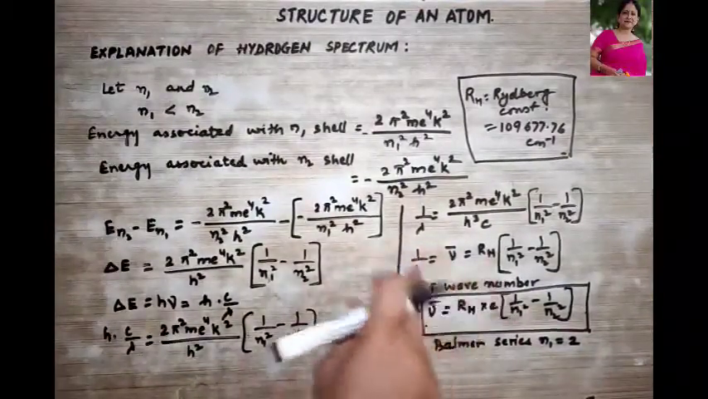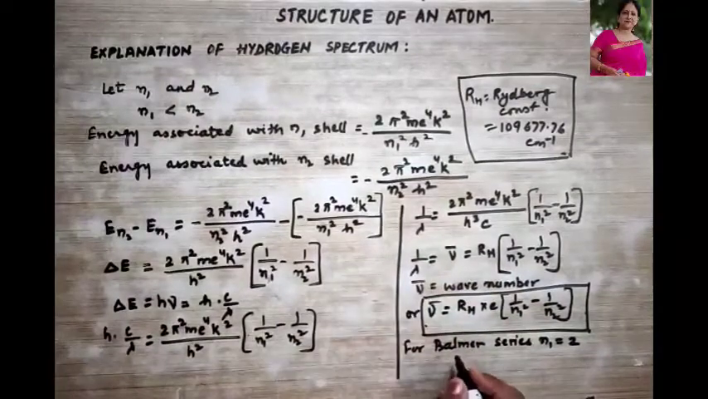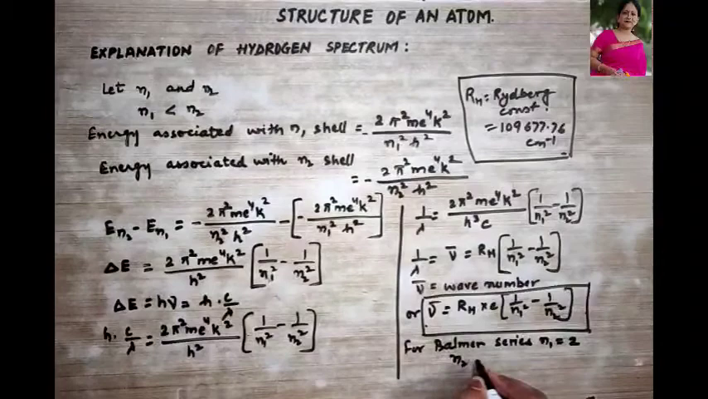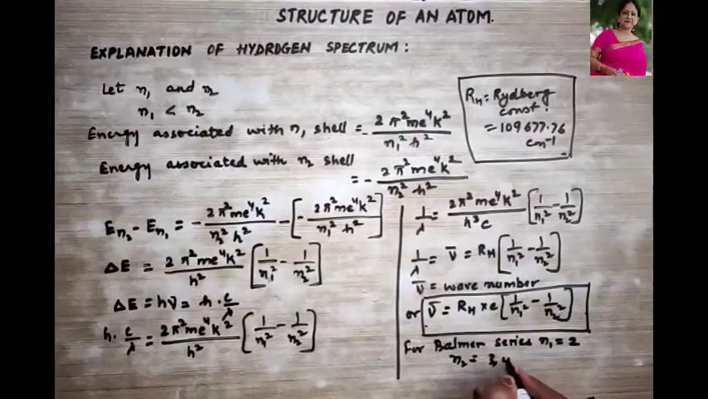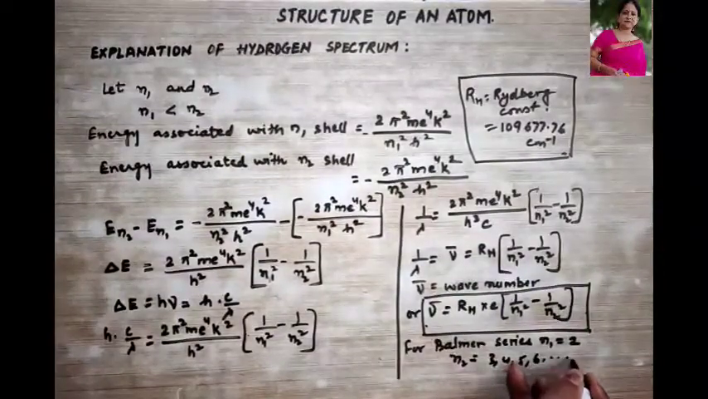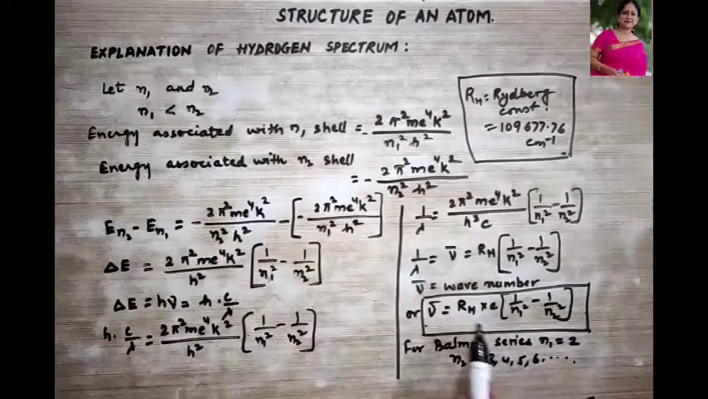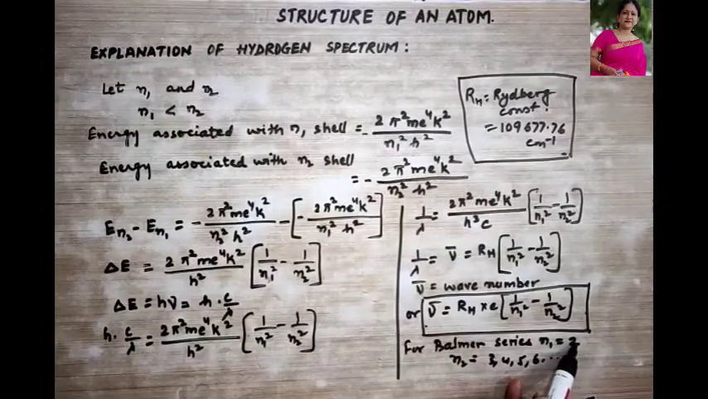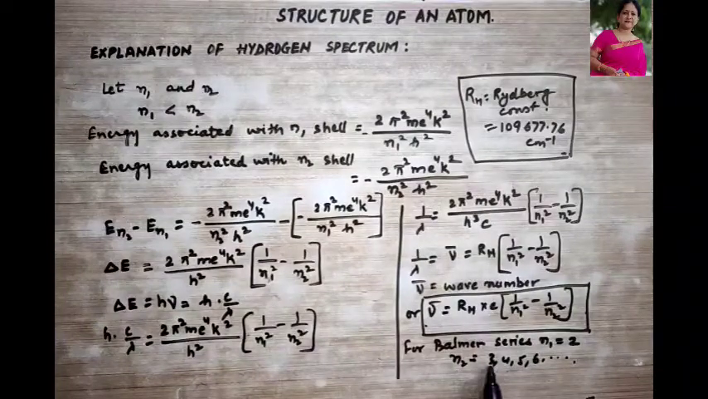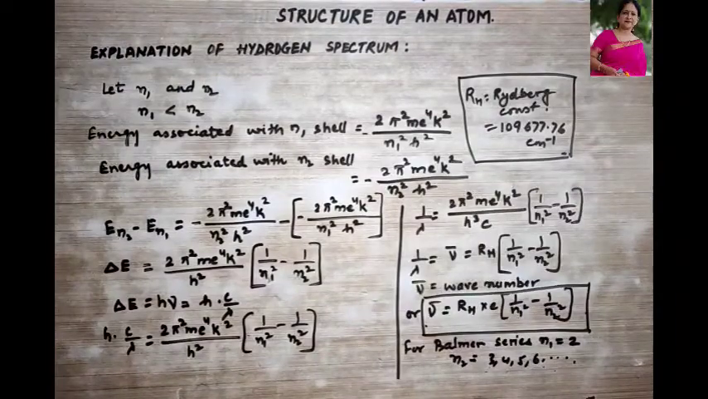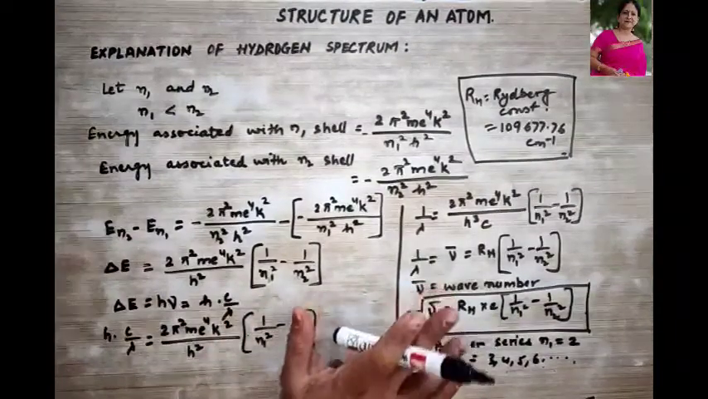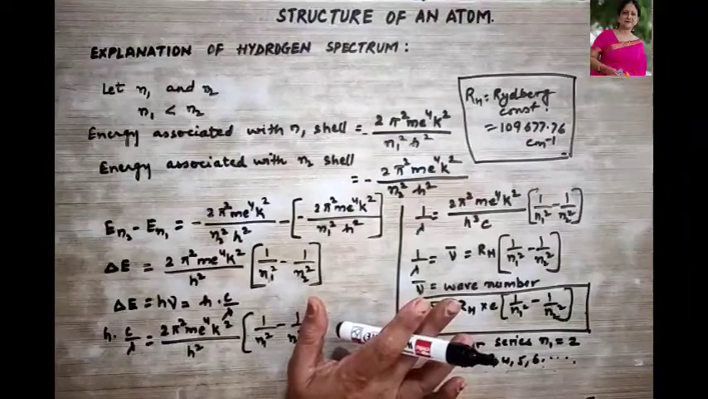Go and check the diagram that I had drawn. And for N2 it will be 3, 4, 5, 6 and so on. These are the values for the Balmer series. For N1 it will always be 2, and for N2 it can be any of these. This will be given in the question. So I hope the explanation of hydrogen spectrum is clear to you.